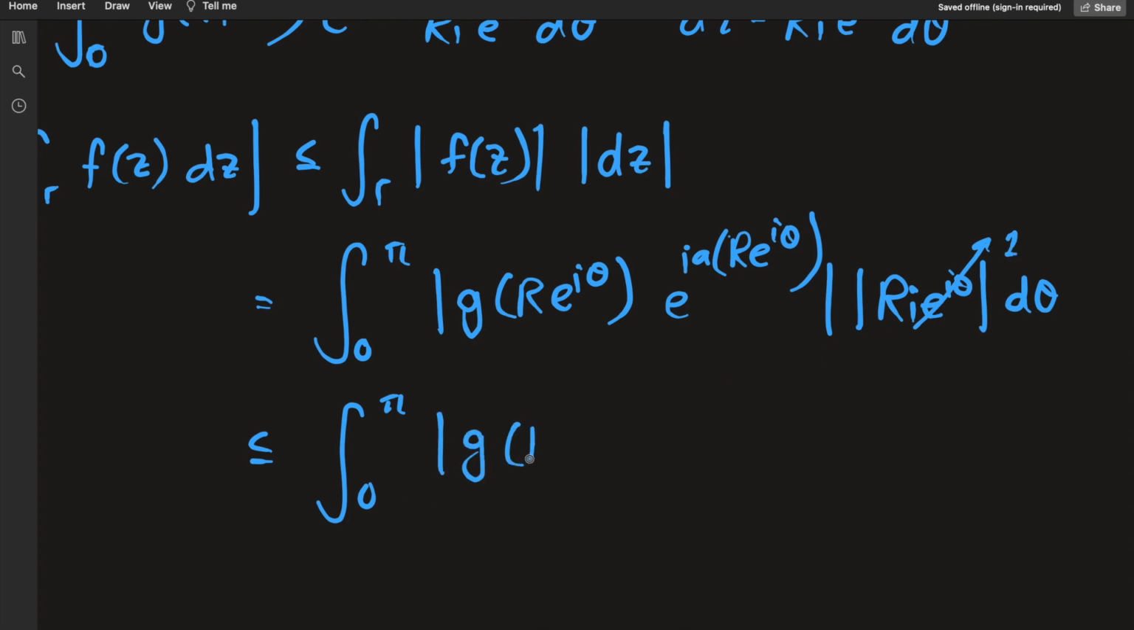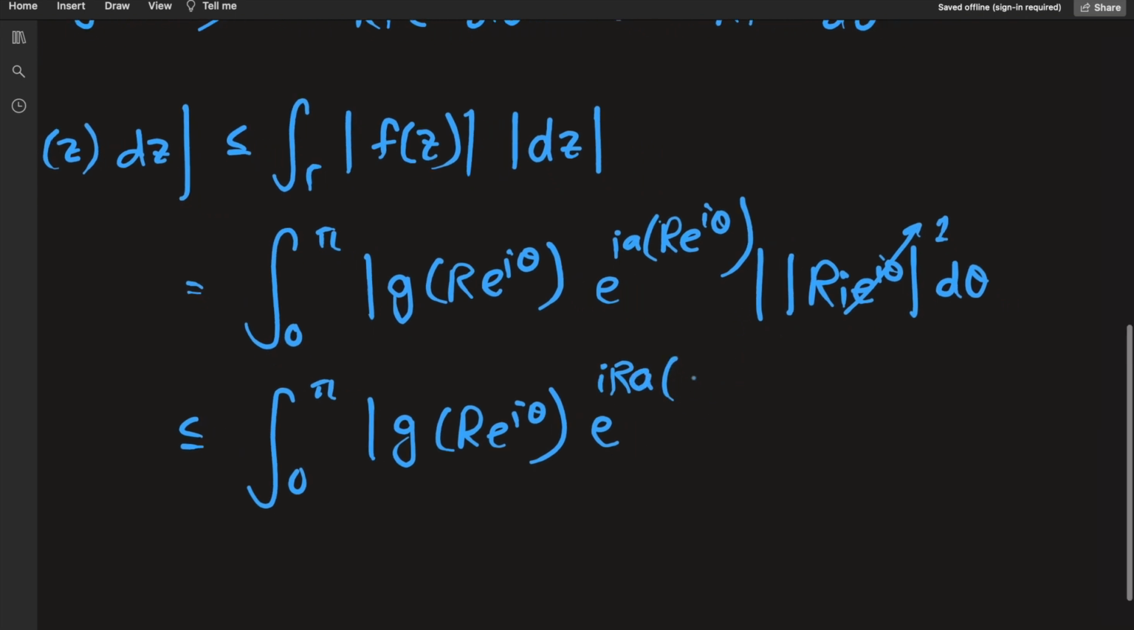We have g times r times e to the i theta. Then I can take an i r a outside. e to the i theta by Euler's identity is cosine theta plus i sine theta, which is still under the absolute value. Take the r outside, d theta.